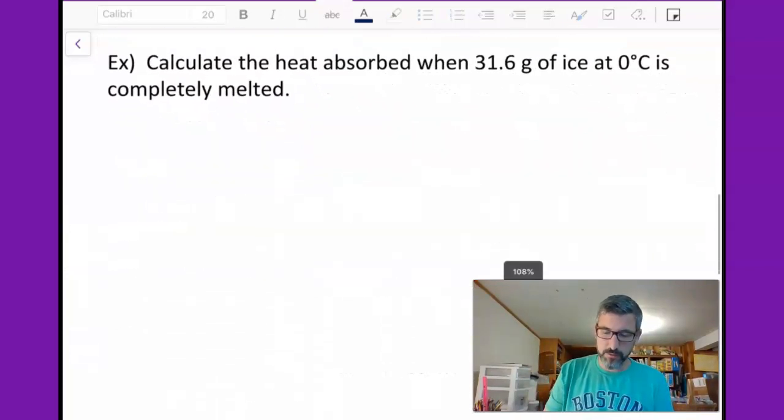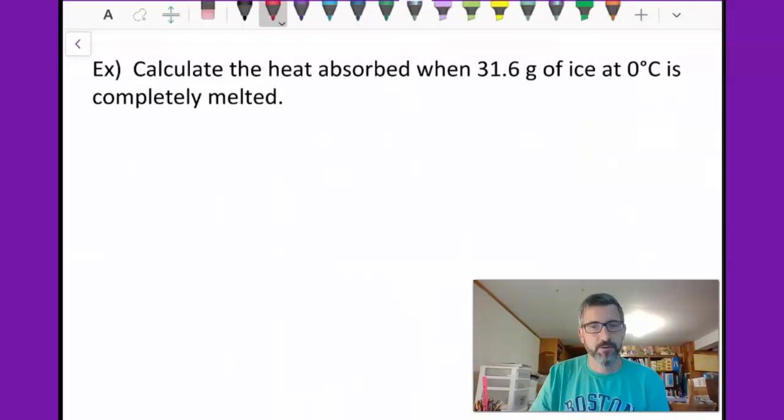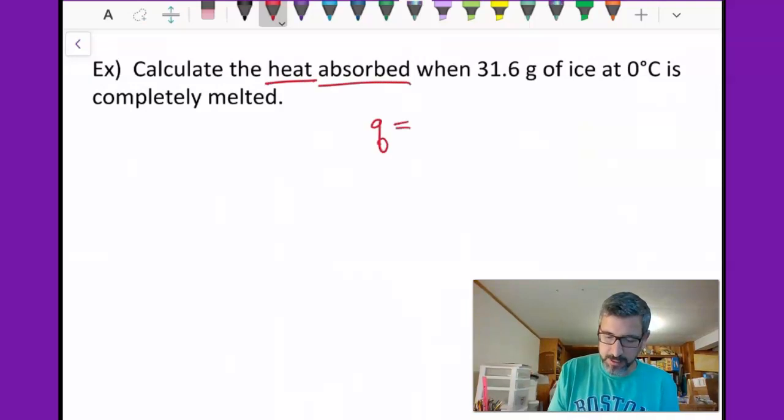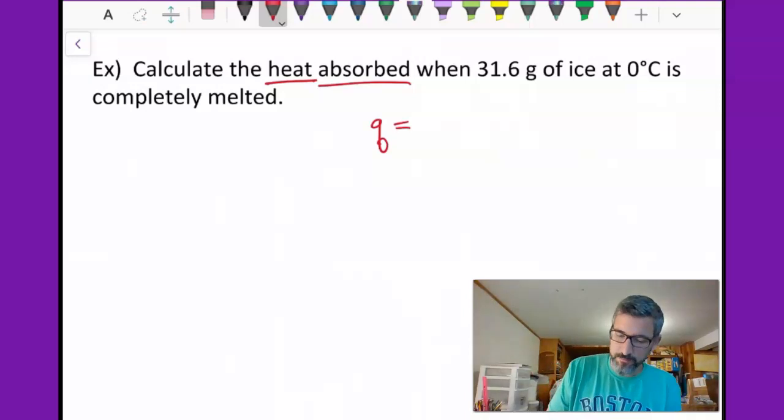Calculate the heat absorbed when 31.6 grams of ice at 0 degrees Celsius is completely melted. Anytime we have melting or freezing happening, we're going to involve a constant called the heat of fusion. And if we want to know how much heat is absorbed, that's still symbolized by Q. And if you remember our specific heat discussion, we used Q then too. But instead of having specific heat and mass and change in temperature, we're going to use a value called heat of fusion.